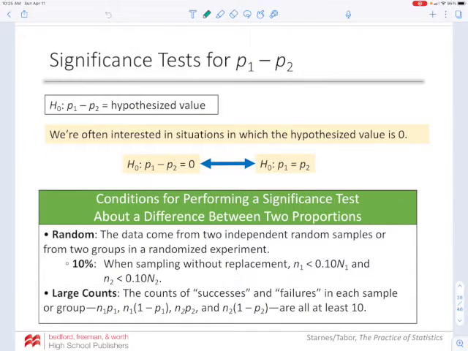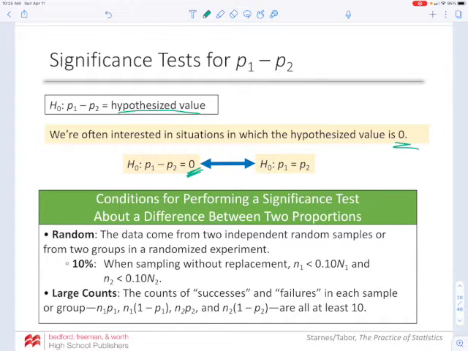Now let's take a look at significance tests for the difference of proportions. So the null hypothesis is going to be p sub 1 minus p sub 2 equals the hypothesized value. We're often interested in situations in which the hypothesized value is 0. So there are two ways to write the null hypothesis: p sub 1 minus p sub 2 equals 0, or p sub 1 equals p sub 2. Either one is fine. What's important is that you can recognize 0 as the null hypothesis value.